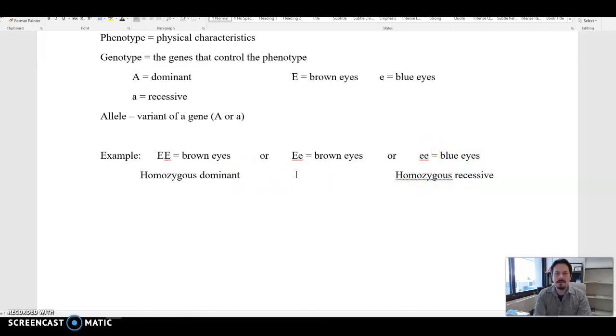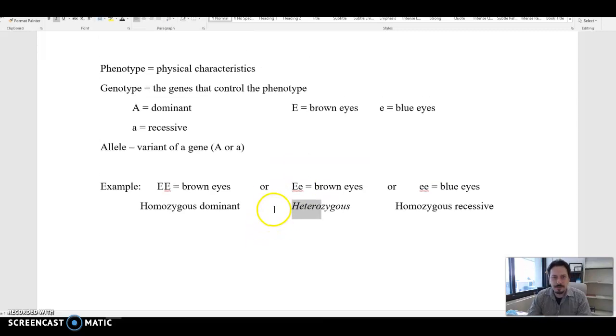Now if you have big E, small e, that is called heterozygous. We call this heterozygous because hetero means other. So there are two other types of alleles. You have a dominant allele and you have the recessive allele. Because they're both different from each other, we call that heterozygous. Using this information, you are going to answer several questions that are directly below in the lab manual.